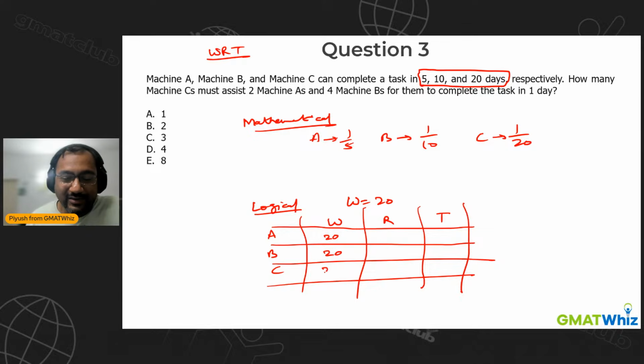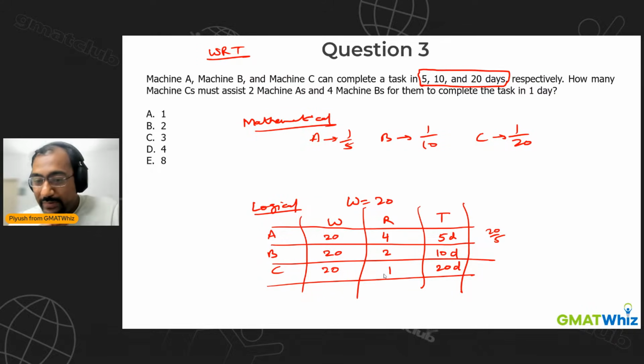So I know total 20 units of work is what they can do. Person A can do it in, let's say, 5 days, B can do it in 10 days, and this person can do it in 20 days. So I can find the rate of A by dividing work by time, which is 20 by 5, right? I can do 20 by 5. So A's rate per day will be 4, B's rate similarly per day will be 2, and C's rate will be 1.